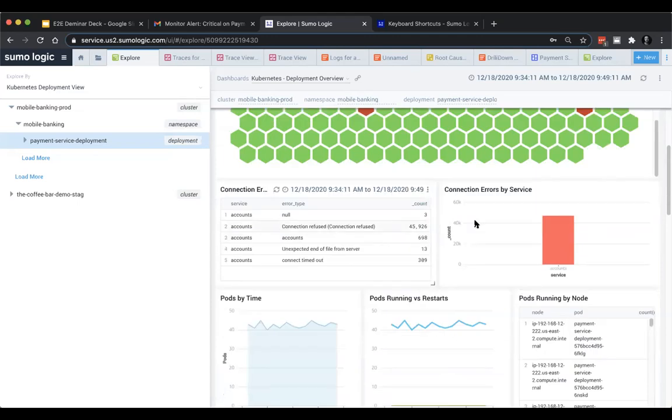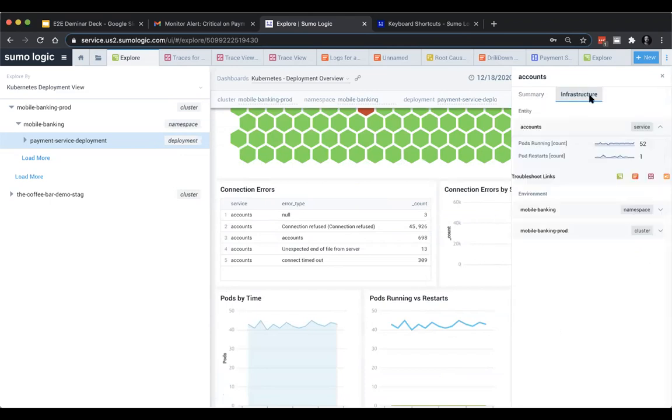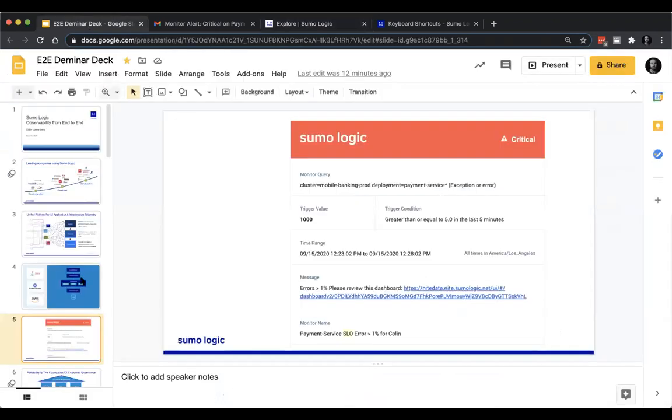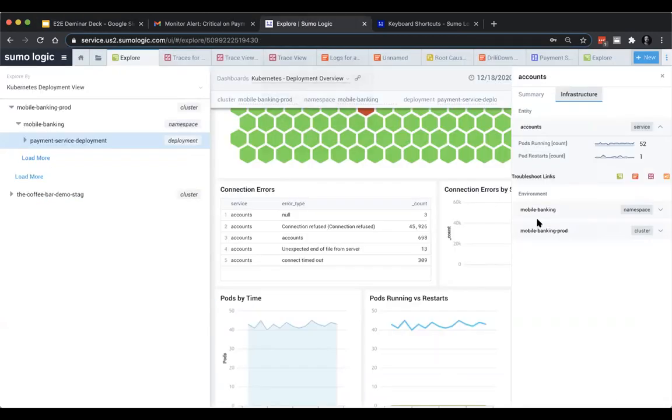Now, since we see this connection refused error, I'm going to click on that connection refused error, and I want to see more information about that. Going back to our architecture, the payment service is talking to the account service, right? So if we look at this, this is actually the connection refused to the accounts service. Our payment service, and we're looking at the deployment for the payment service right here. You see payment service. So the payment service is having a failure to, or being refused by, the account service.